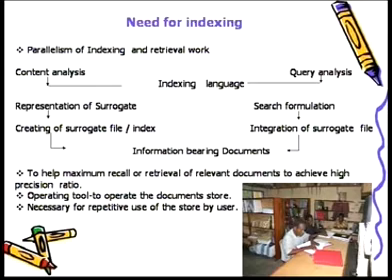Need for indexing. There are several needs. First is parallelism of indexing and retrieval work. Second is to help maximum recall or retrieval of relevant documents to achieve a high precision ratio. Third, an operating tool to operate the document store. Fourth, necessary for repetitive use of the store by users.